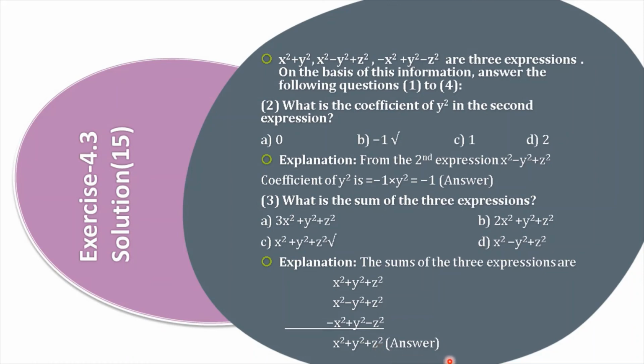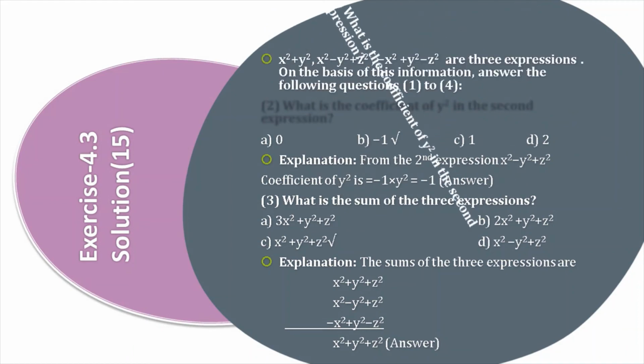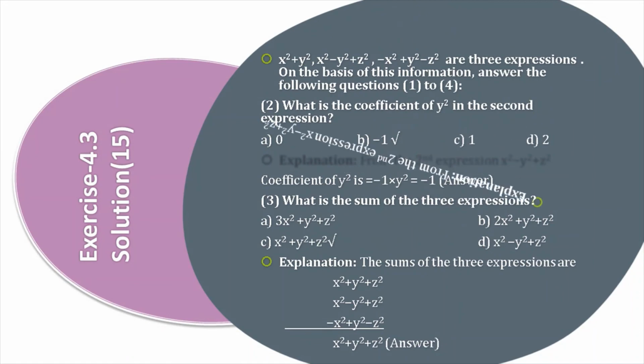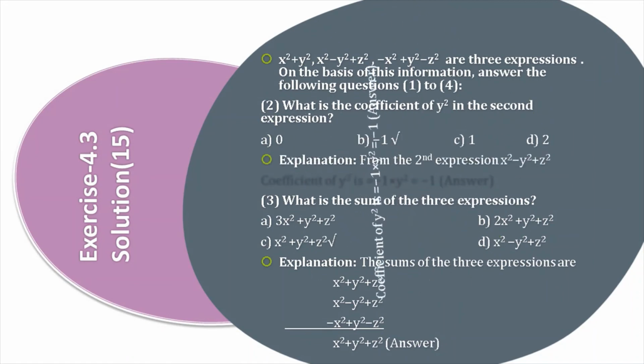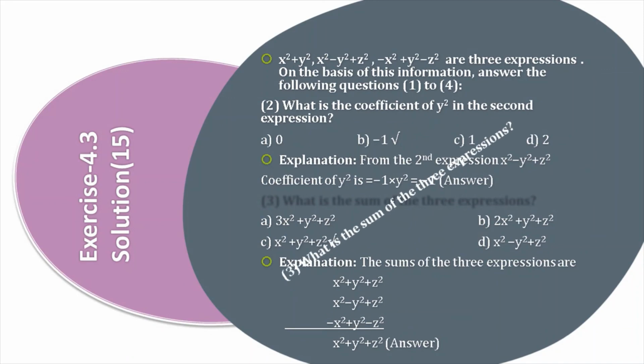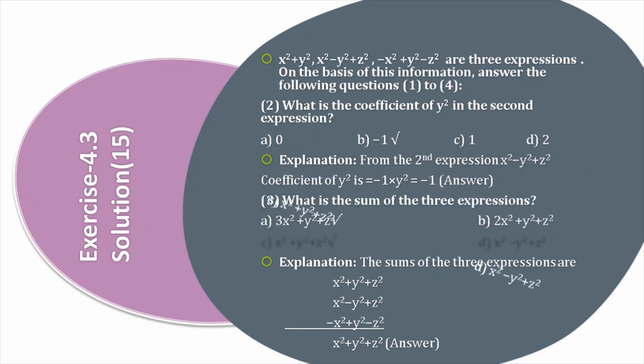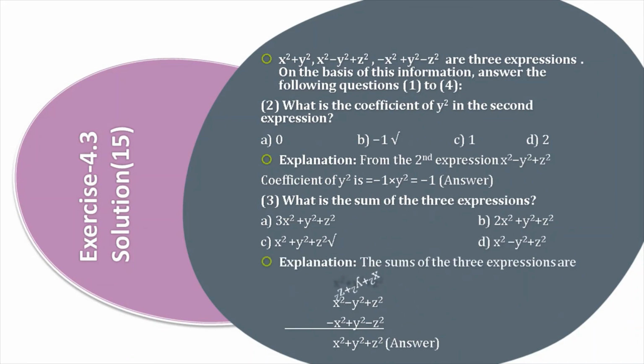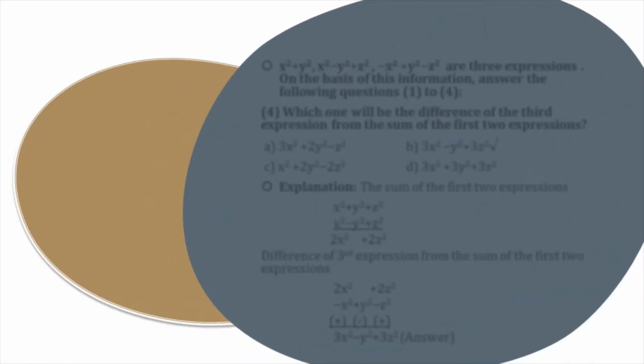So this is the answer, my dear. So this is question number 15, number 2, and the coefficient of y square would be minus 1. Very important question. And what is the sum of the three expressions? As you can see, if we arrange the similar terms one by one, then we can easily find out the solution. So the answer will be x square plus y square plus z square. That is the last question, my dear, number 15.